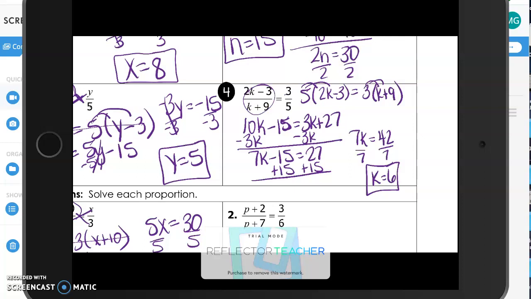So that is the most work you would have to do and show, is to show that you're going to distribute, move your variable to the left, move your constant to the right, and then finally divide.